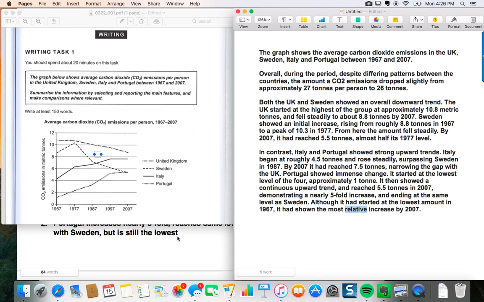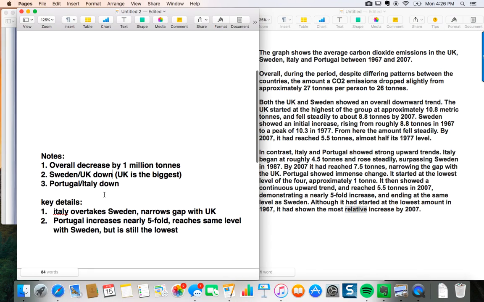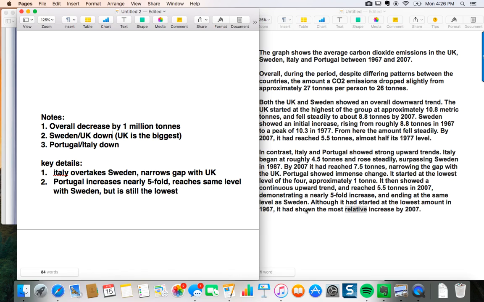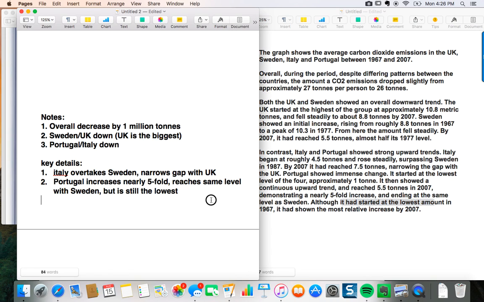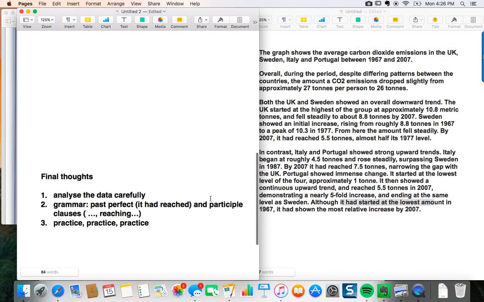So let's just take a look at everything we've done here. We've covered all our key points. You might add some information here as well. Actually, we said it's still the lowest. All right, so you might instead here say, although it is still the lowest amount in 2007, it showed a lot of increase. Now finally, final thoughts.